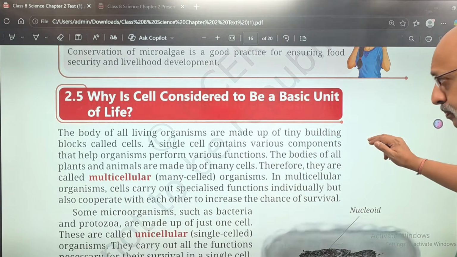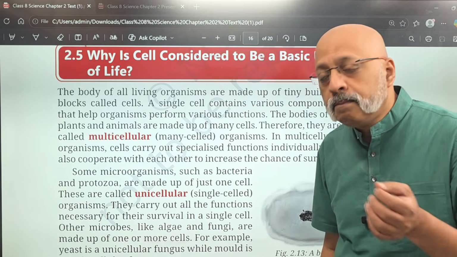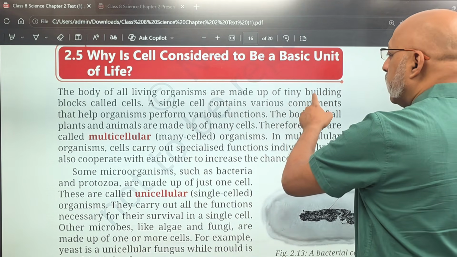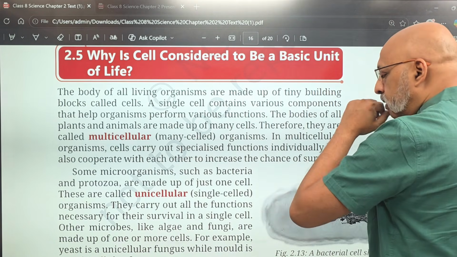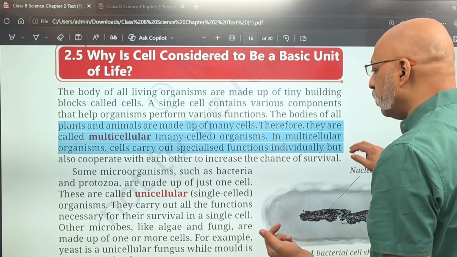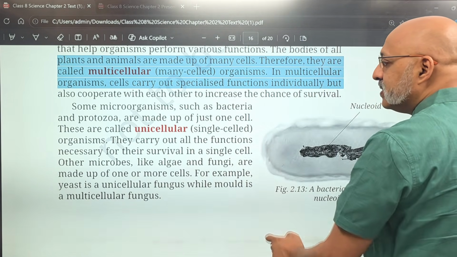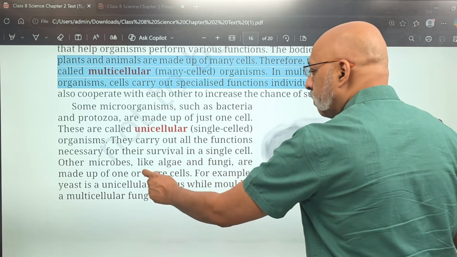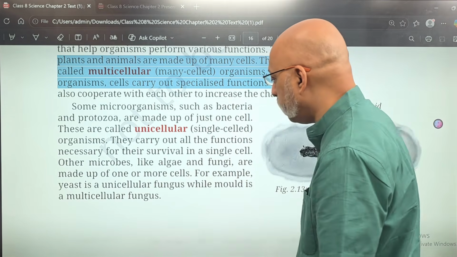space. Now, finally, we come to why is the cell considered to be a basic unit of life? The body of all living organisms are made of tiny building blocks called cells, what we started with, right? Which have more cells, they are known as multicellular. If you have only one cell, you will be known as unicellular, which is single-celled organisms, right? Other microbes like algae and fungi are made up of one or more cells. You can be both unicellular as well as multicellular.